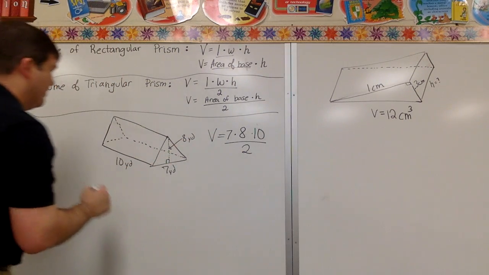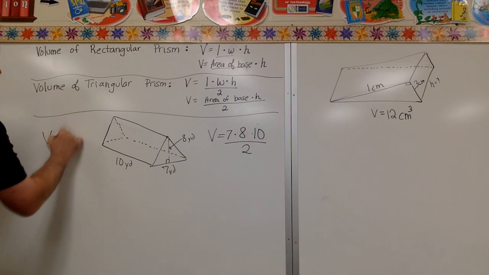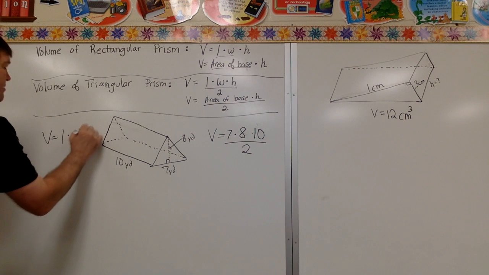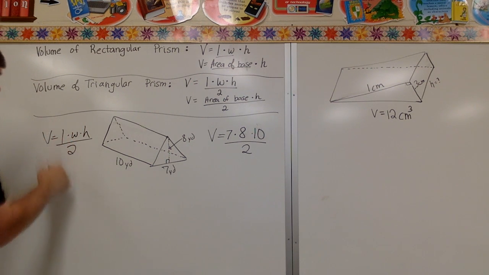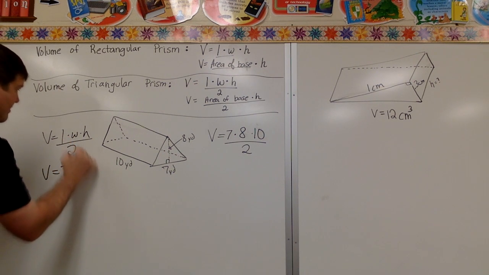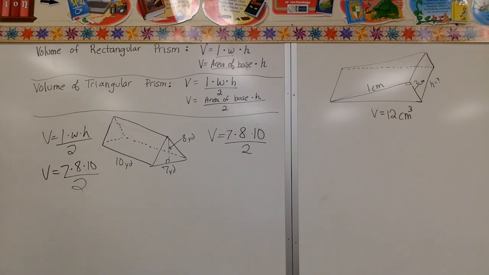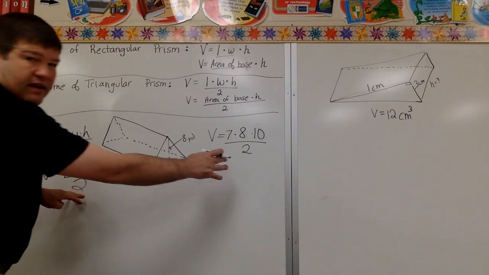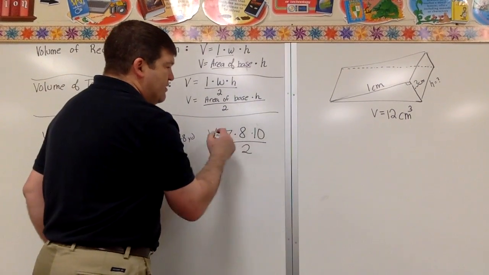Okay? The other way to do it would be like volume equals length times width times height divided by 2. And then I just copy it. Volume, length is 7, times width is 8, times height is 10, divided by 2. So instead of erasing it, I put it down here. Either way, I'm going to get the same thing that I have to solve for V. So I come over here. Now I can just do this top part.